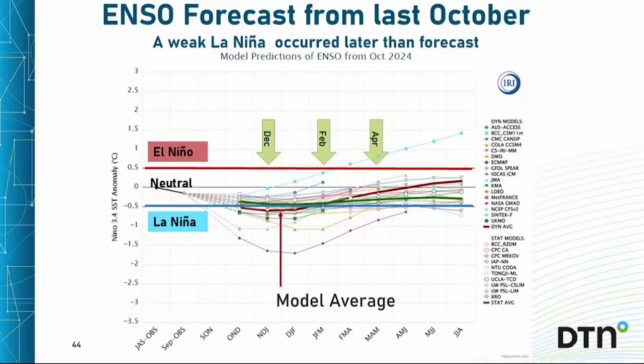It's interesting to look at the forecast from last October. It did have a La Nina condition forecast for the late autumn and winter. It happened, but the problem was it developed later than models were forecasting, from December to February, which threw a bit of a wrench into forecasts, although more so for North America.